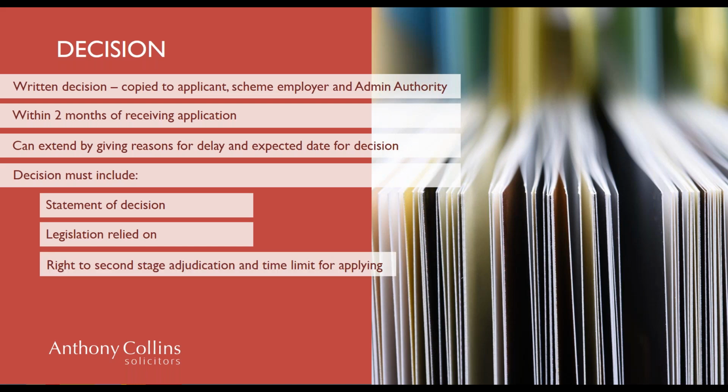You also need to set out that there is a right to appeal, so a right to a second stage adjudication, and the time limit for applying. So you'll need to set that out, give details of who will carry out that second stage adjudication. So that second stage adjudication will be carried out by someone appointed by the administering authority. So before sending out the decision letter, you will probably need to check with the administering authority who second stage appeals should be sent to.